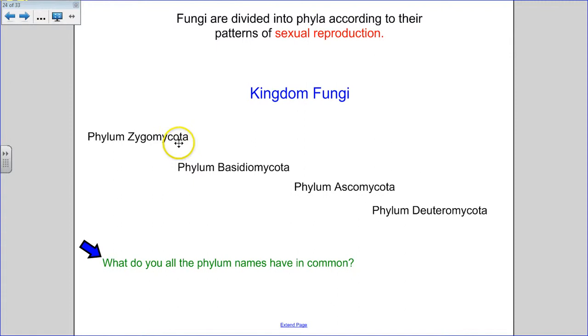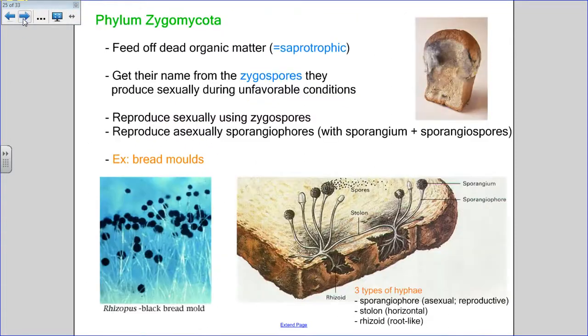Yep, I think you got it. They all have mycota at the end. Just like when we talked about the fungus-like protists, mycota means fungus. Okay, so phylum Zygomycota. We're taking a look at this one first.